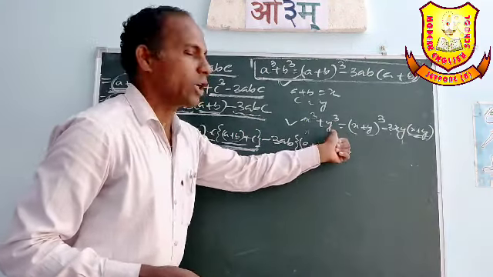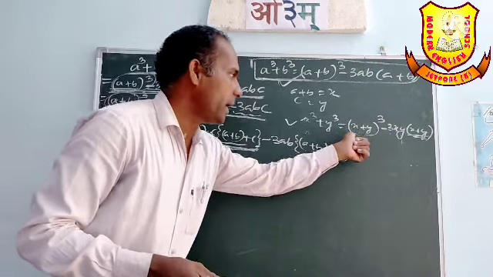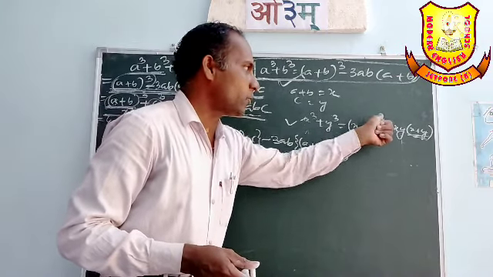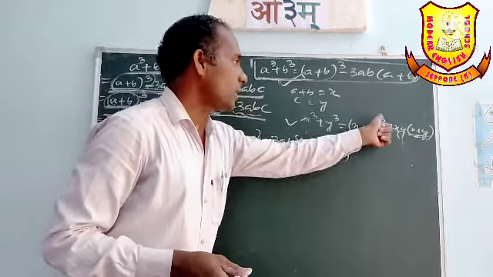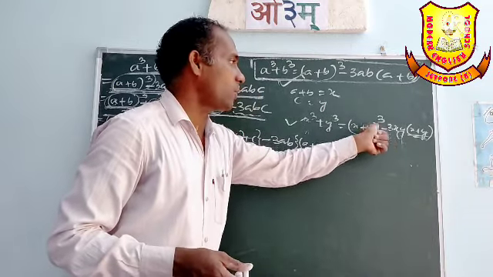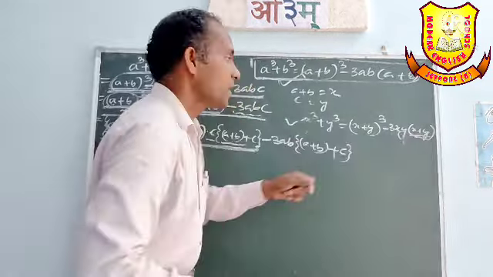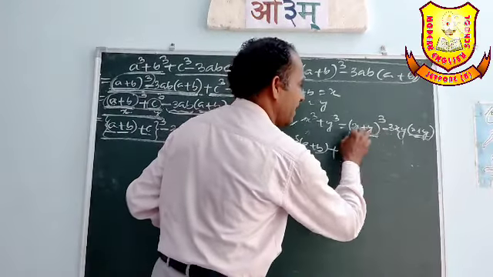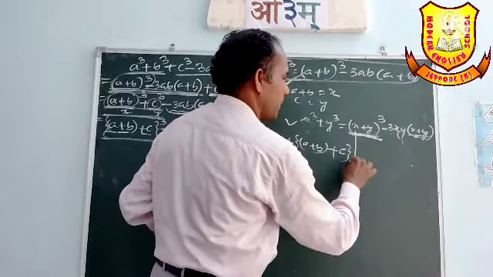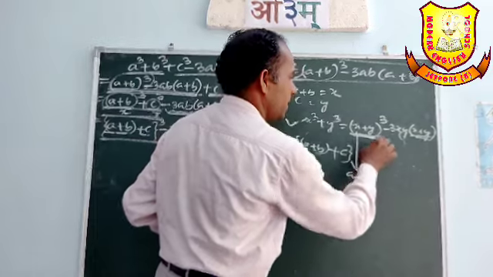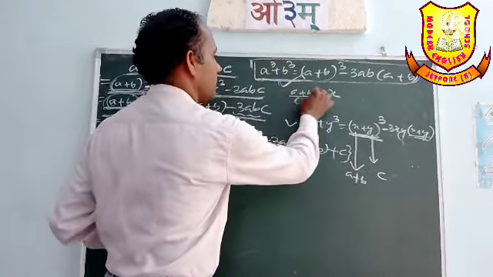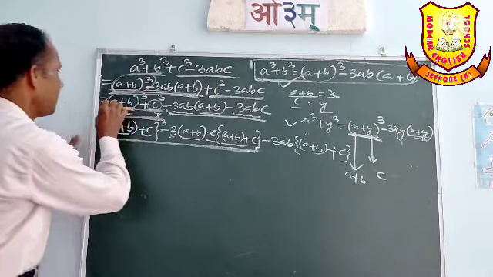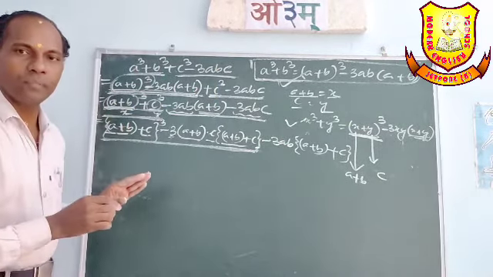x cube plus y cube equals, by the same formula, (x plus y) whole cube minus 3xy into (x plus y). Here in place of x we have taken a plus b, and in place of y we have taken c, because we have taken a plus b equal to x, c equal to y.